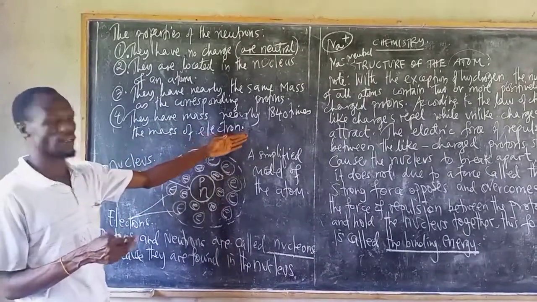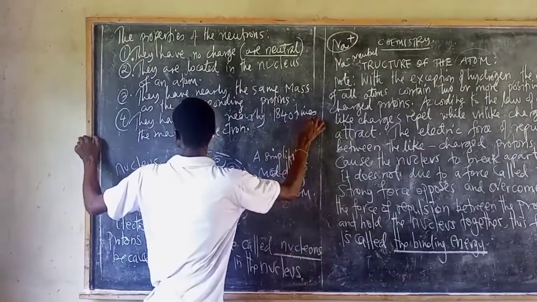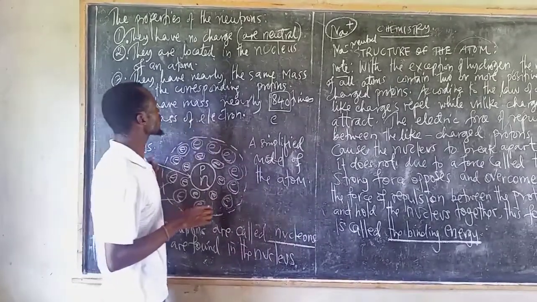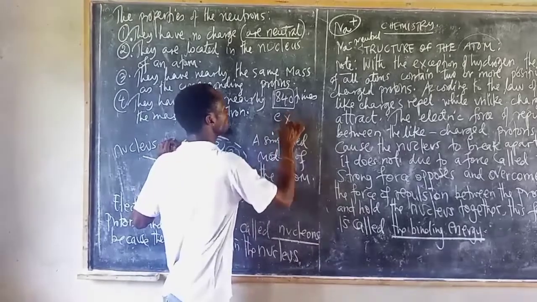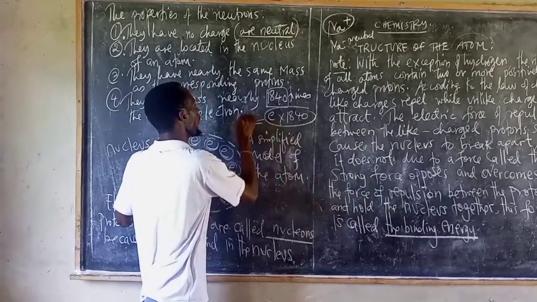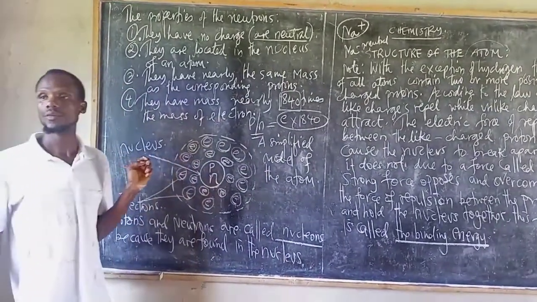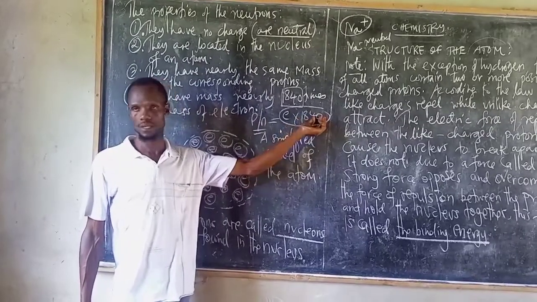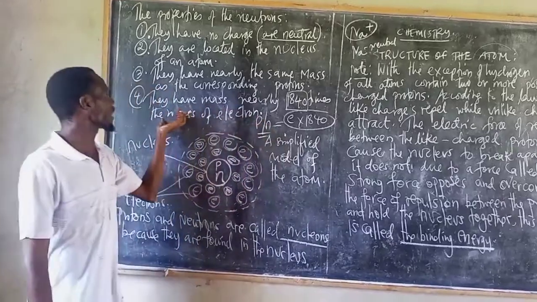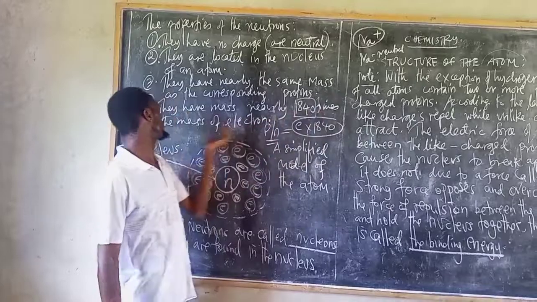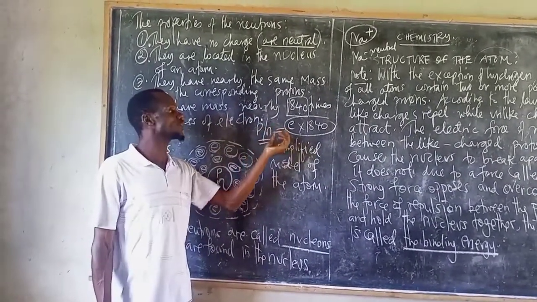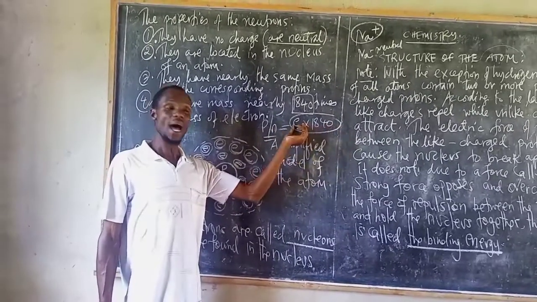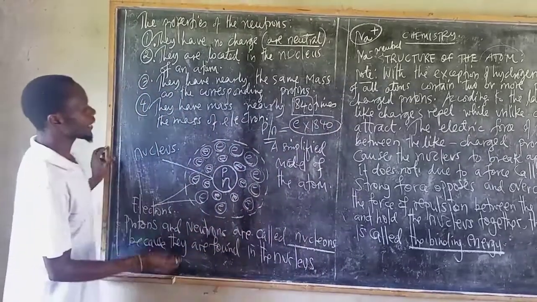But also they have a mass of nearly 1,840 times the mass of an electron. It means that if you have the mass of an electron, in order to get the mass of a proton or neutron, you multiply it by 1,840. That is the meaning of this statement: they have a mass nearly 1,840 times the mass of an electron. So mathematically, to get the mass of a proton, you multiply the mass of an electron by this number.